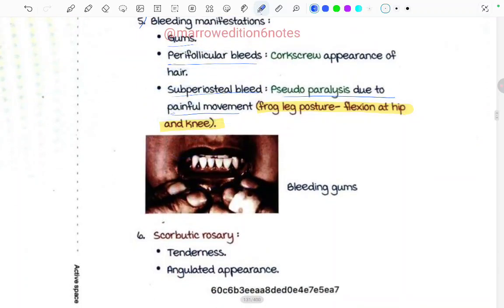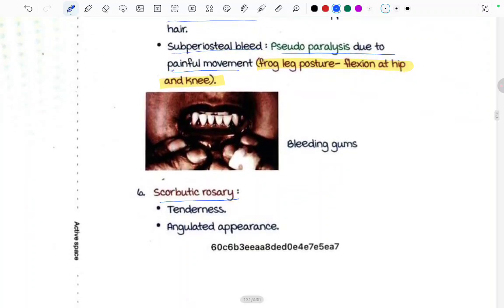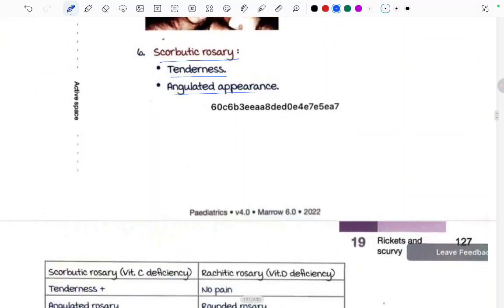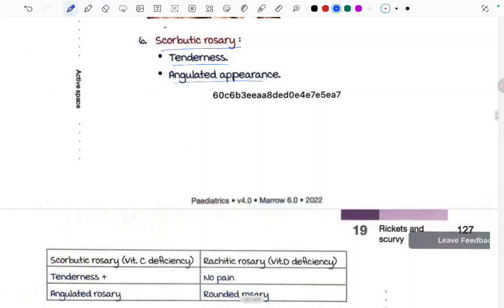Also there is scorbutic rosary. This scorbutic rosary has tenderness, and there is an angulated appearance of this scorbutic rosary. Okay. How is this? This has an angulated appearance, and there is also tenderness.